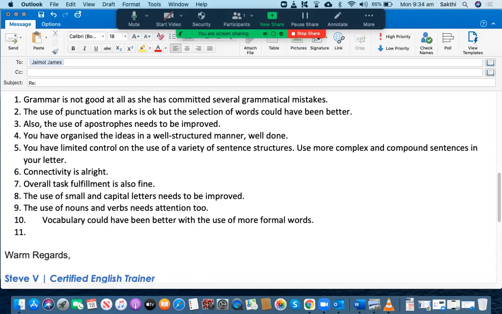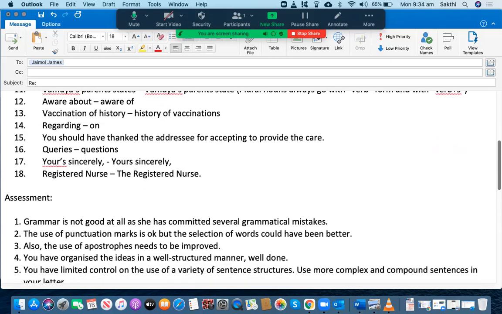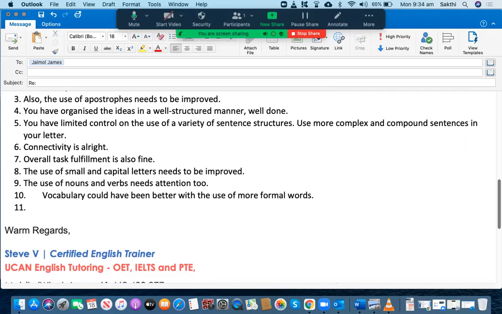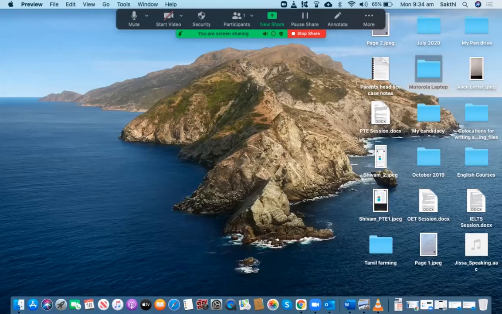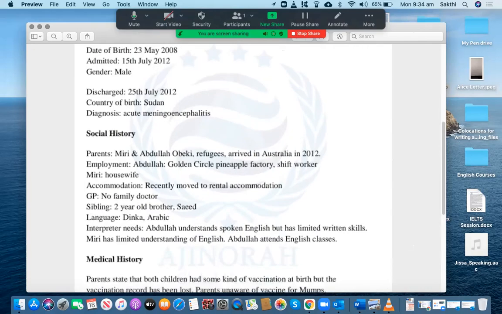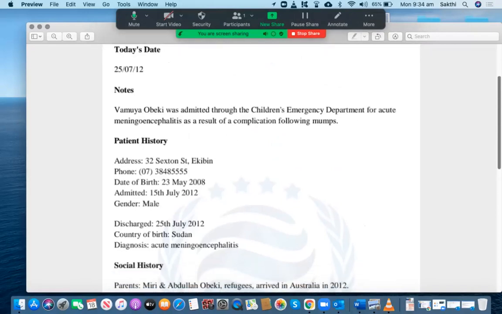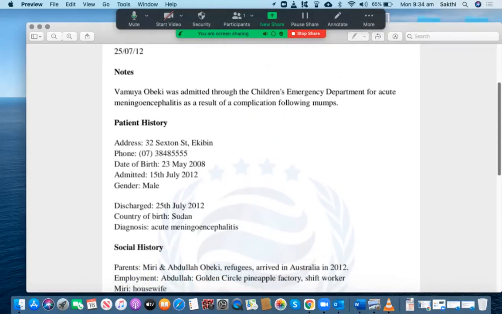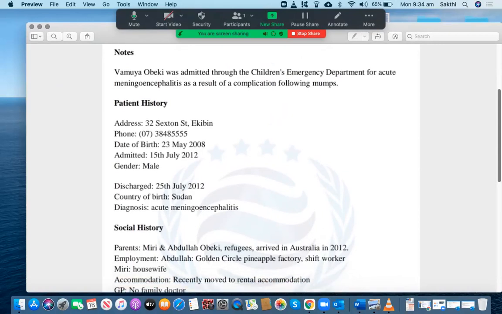Okay, all right, let's go through the remaining ones. Okay, yeah, so overall, her letter isn't that bad, but it's not good either. Okay, let me go through the case notes first and see whether she has included all the relevant case notes or not. Okay, let's see this one. So today's date, Vamuya Obeki was admitted through Children's Emergency Department for acute meningoencephalitis as a result of complications following mumps.